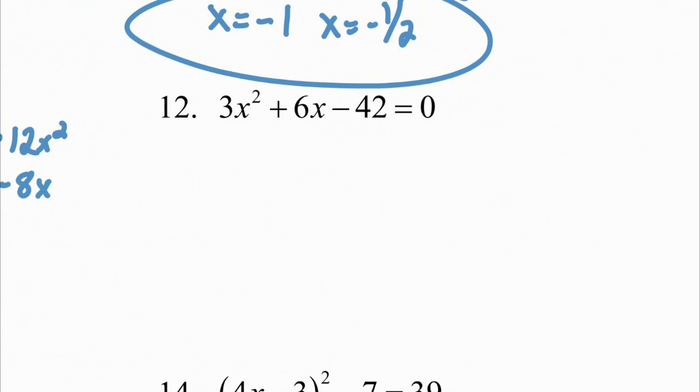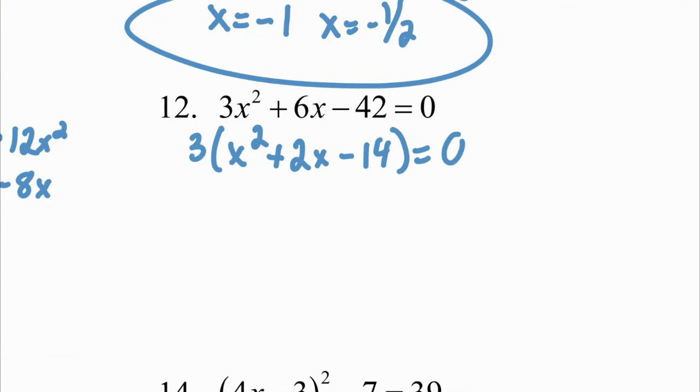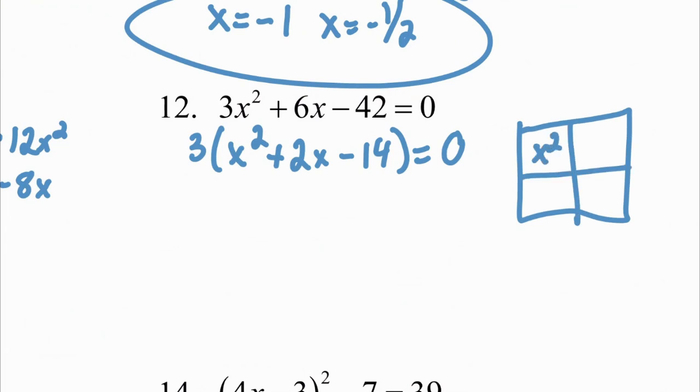Alrighty. So here we again should start by taking out a GCF. So we can take out a 3, and that'll leave us with x squared plus 2x, I'm sorry, minus 14. So then we would try to put this in the box, and we would get x squared and negative 14. So we'd have something that multiplies to negative 14x squared. But we want something that adds to 2x.